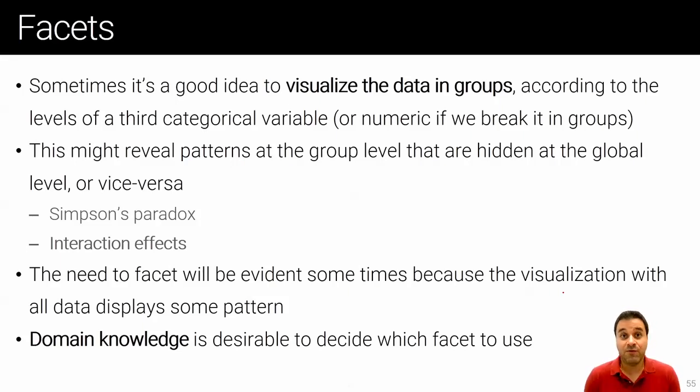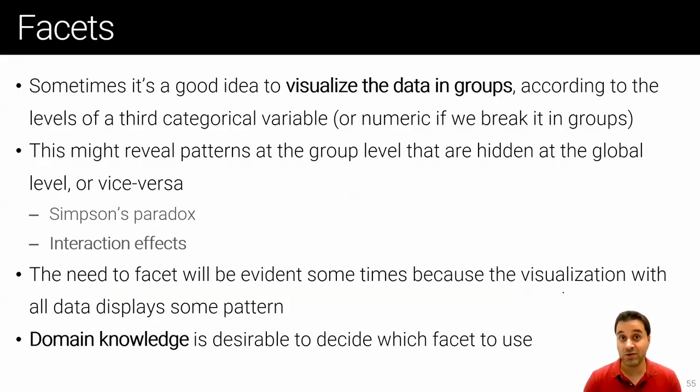The first of them is faceting. And what we do here is divide the data set in different groups according to one categorical variable. It could also be numerical if we just break in different ranges, but normally it's a categorical one. And what we do is make the same plot for each of those sub data sets, for each of those groups of data. And in doing so, we might reveal patterns that do not appear at the group level when we see at the whole data set, but they do appear when we look down into the level of each of those groups, or maybe the other way around.